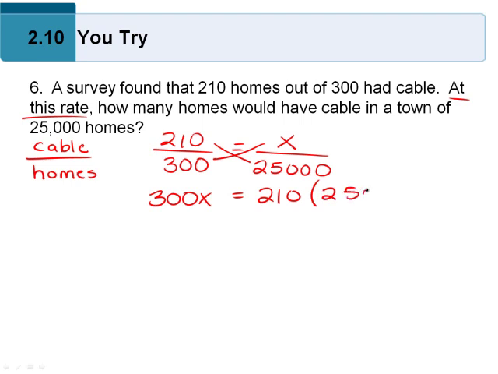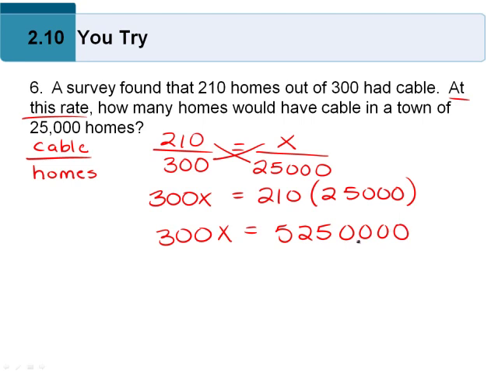25,000. All right, let me get the calculator out again. 300x comes down equals some big number. Okay, 210 times 25,000 is 4 zeros. Okay, so what the heck number is that? 5,250,000. That's a big number.